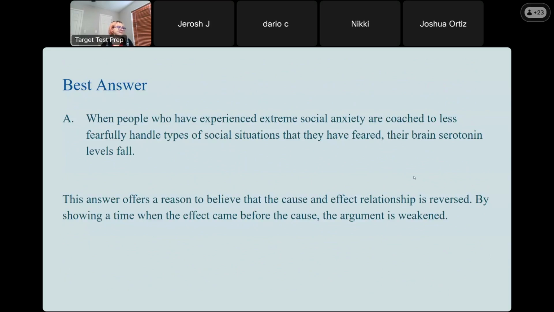This answer offers a reason to believe that the cause and effect relationship is reversed, because they are addressing their social anxiety separately, and then their serotonin levels are falling. Dario, I'm not 100% clear on your last question. If you could rephrase it.